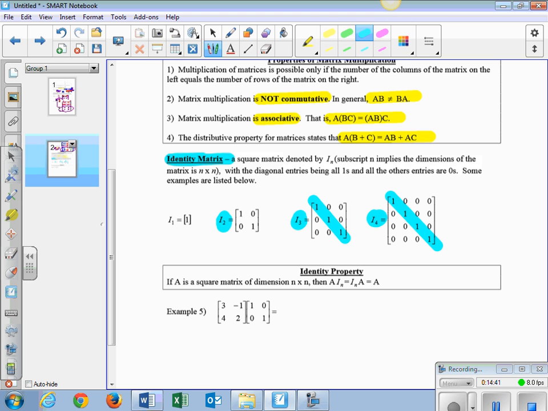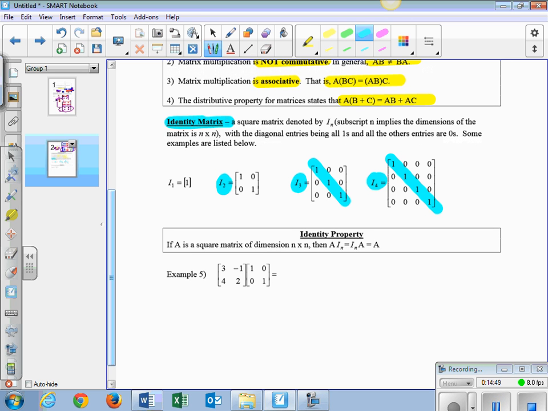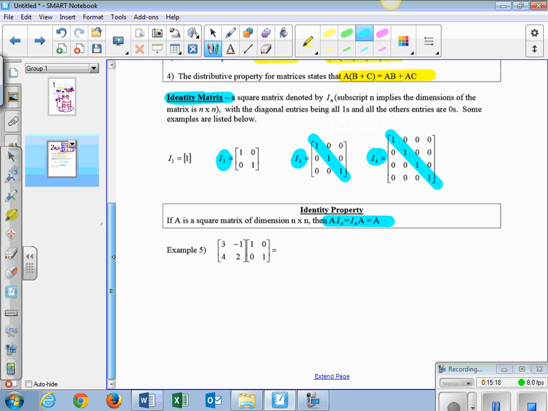Remember that subscript is just going to be telling you what the dimensions are of that matrix. Now, the identity matrix, basically it's like multiplying by 1. But in the matrix world, we can't just say multiply by 1. We have to say multiply by another matrix, so that's why we call it the identity matrix. If A is a square matrix of dimensions n by n, then A times I is the same as I times A, which is the same as A. So matrix multiplication is commutative with the identity matrix, and that will be equal to A, which is what you started with.